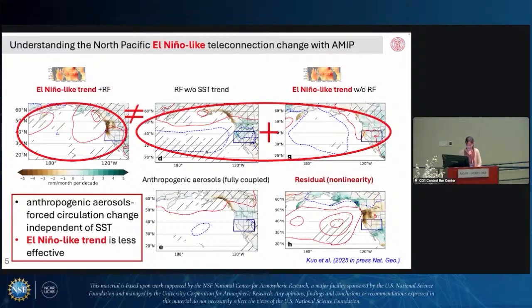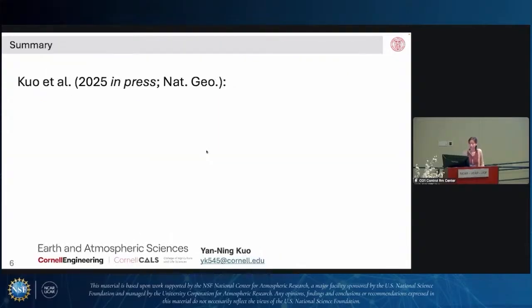And I couldn't go into too much detail about the mechanism here, but in our paper, we found that this is because aerosol and SST create two distinct circulation changes over the North Pacific, and when they have their distinct changes in the upper-level jet stream, that further creates a barotropic response for this circulation change in the residual plot. And so in summary, the results of this project have been accepted to be published, and I think that will be online soon.